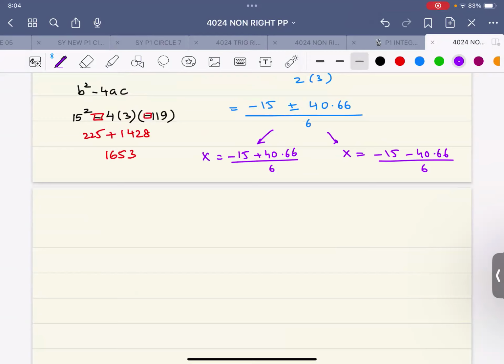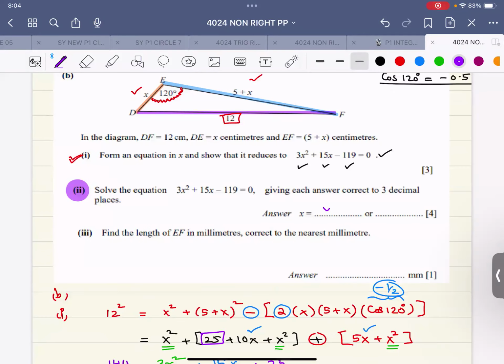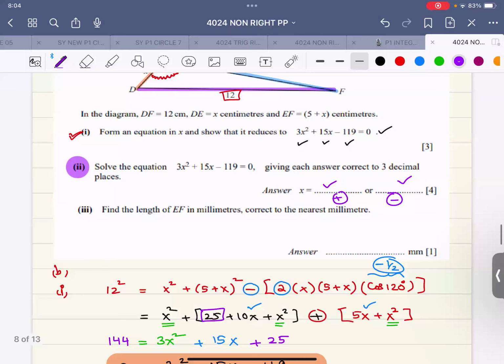So first of all, this is 40.66 minus 15. You get this answer, divide by 6. Therefore, this x comes out to be positive 4.276. And this x is negative 15 minus 40.66 divided by 6. That is negative 9.276. This is one answer. This is the other answer. They're asking for both the answers, the positive value and the negative value. But what about the next part?